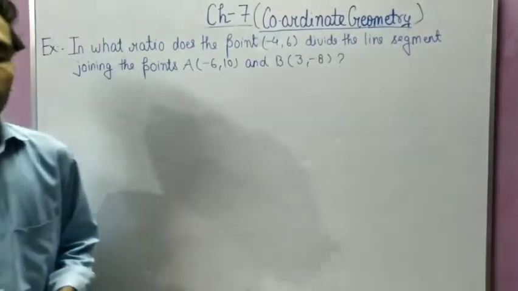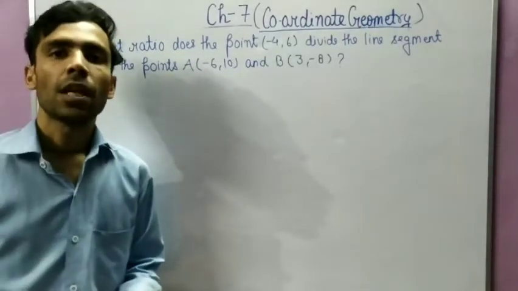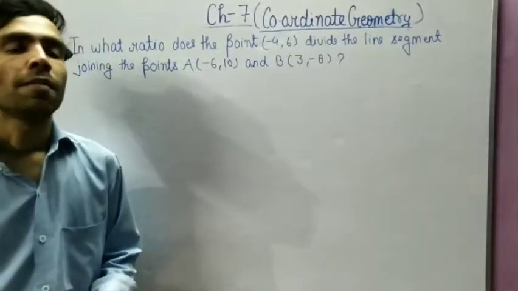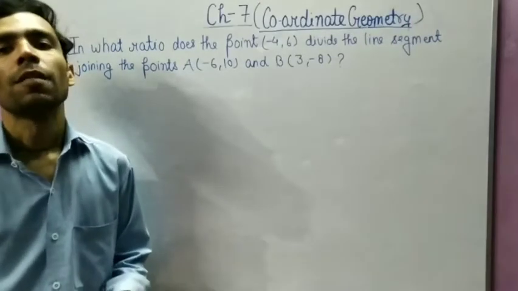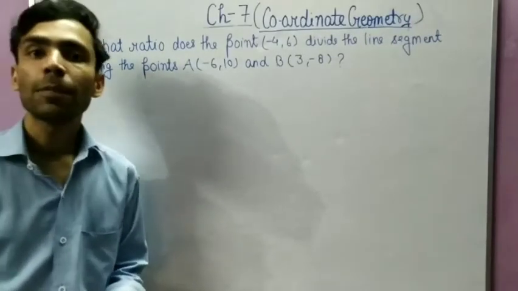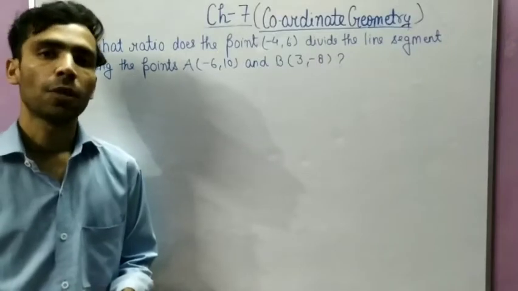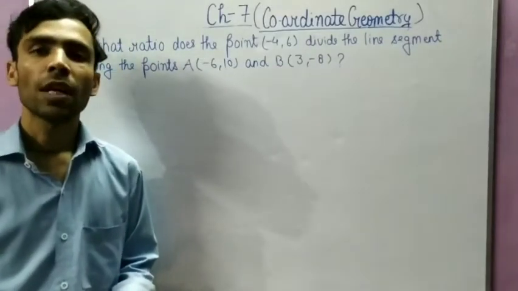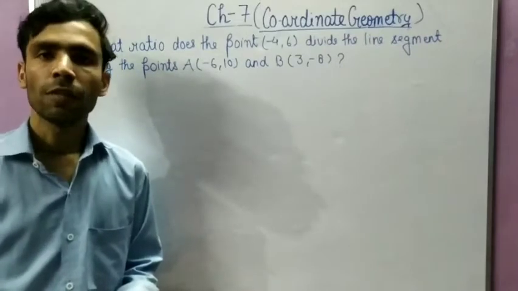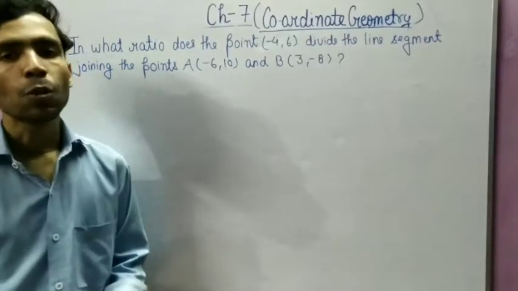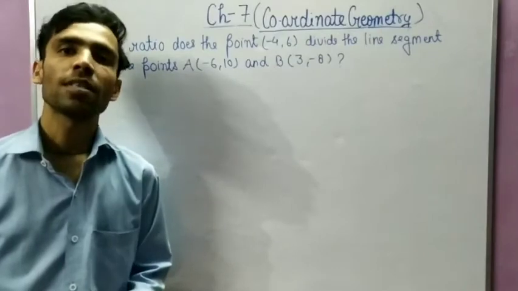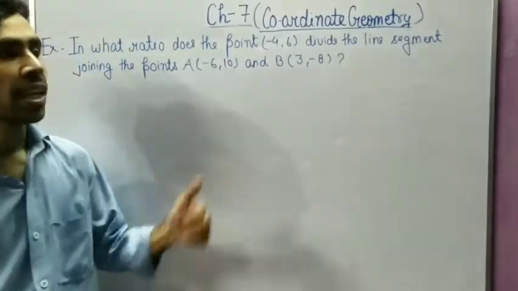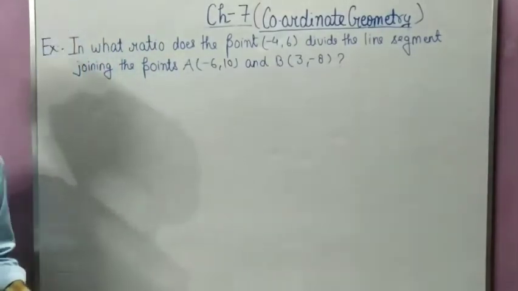So students, in the last part, we studied the section formula, and with the help of the section formula, we can find the coordinates of that point which divides a particular line segment in a given ratio. Based on it, I solved one example, and I told you that a few more questions we will solve on the section formula. So this is the second type of question based on the section formula.